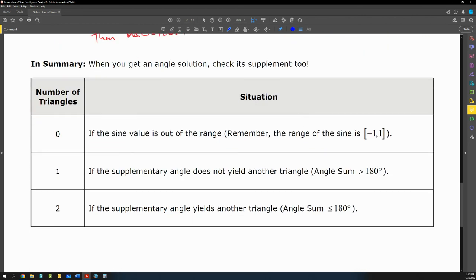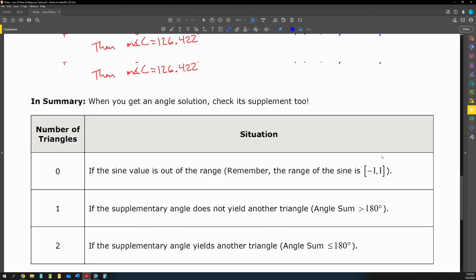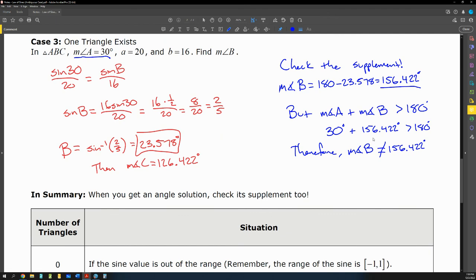Okay? All right, so in summary, we have zero triangles if the value of the sine is out of the range. Okay? Remember, the range of the sine is between -1 and 1. Or in other words, it's out of the domain of the inverse sine, right? We have one triangle if the supplementary angle does not yield another triangle. So when we check the supplement, the angle sum is greater than 180 degrees. That's what we had over here.